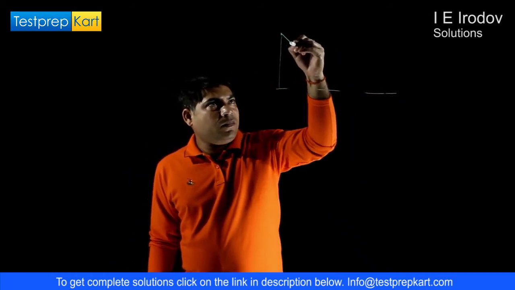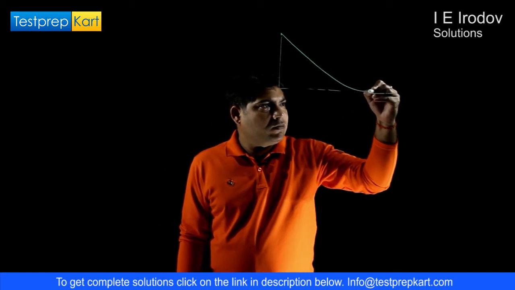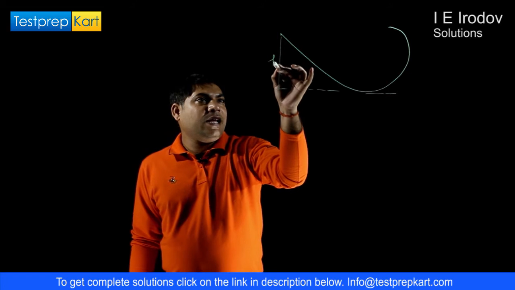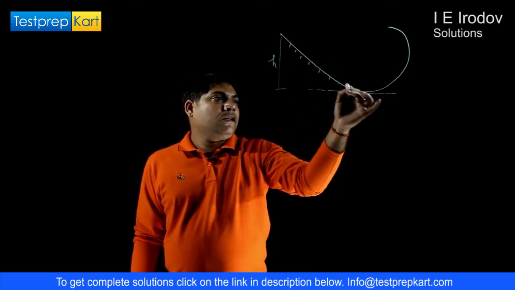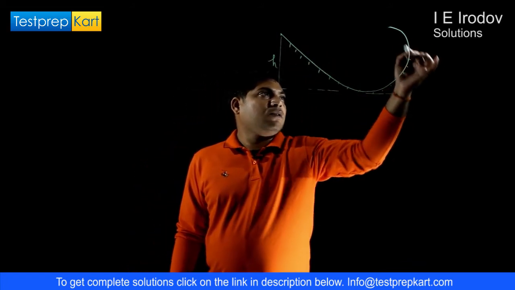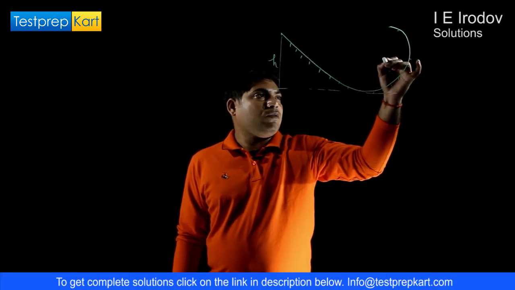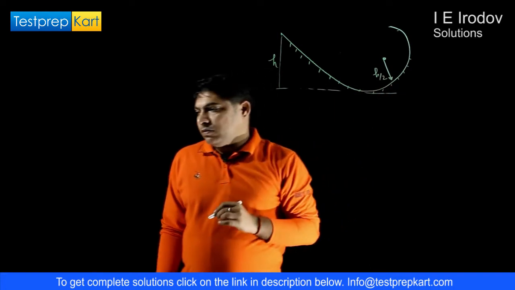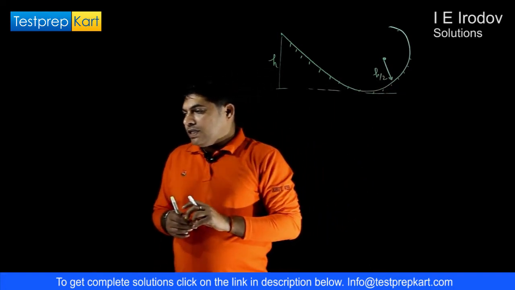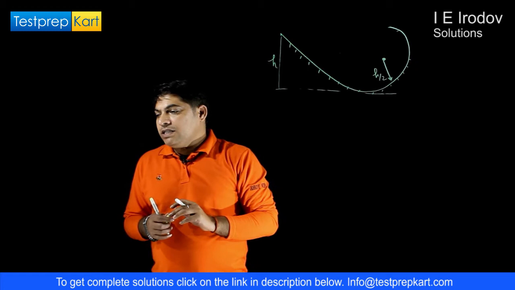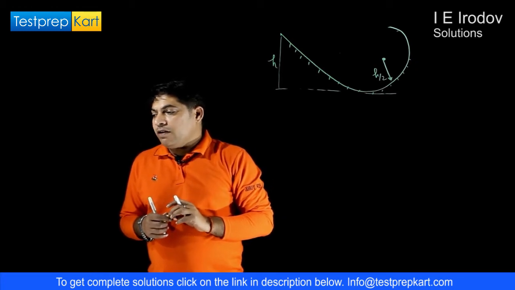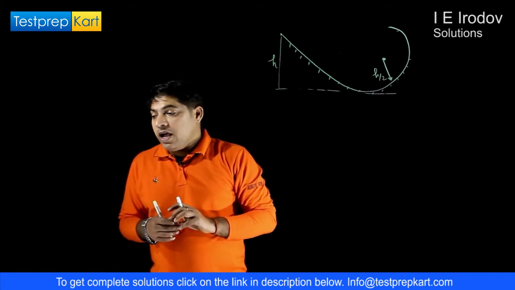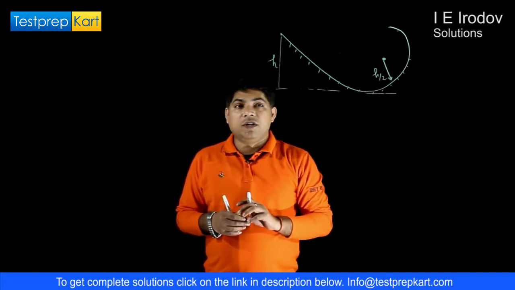This is the shape of the given system, like this. Okay, this height is h and the radius of this groove is h by 2. Now the question is, assuming that friction is negligible, find the velocity of the body at the highest point of its trajectory after breaking off the groove.